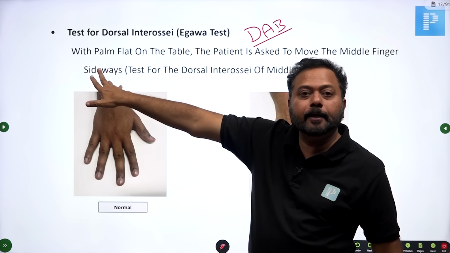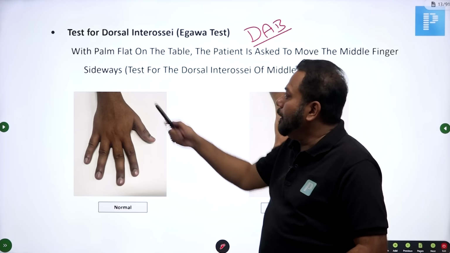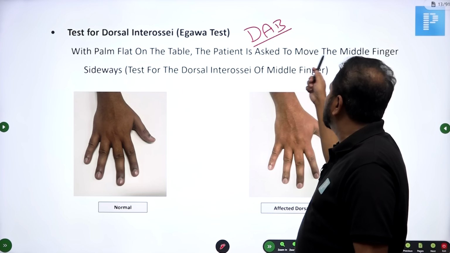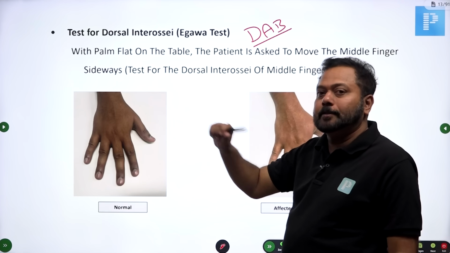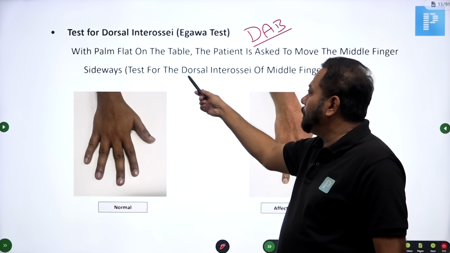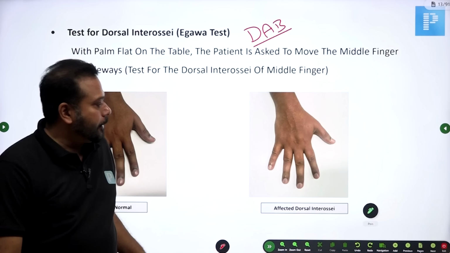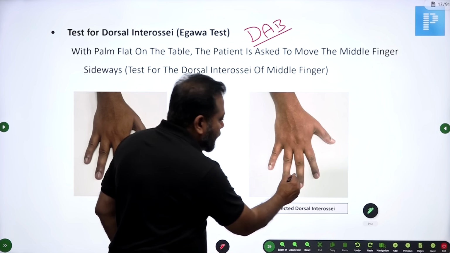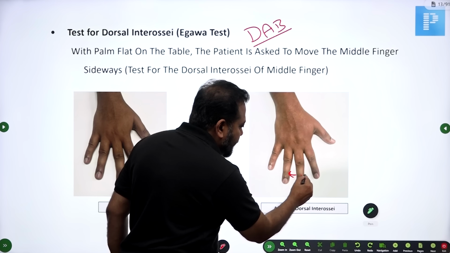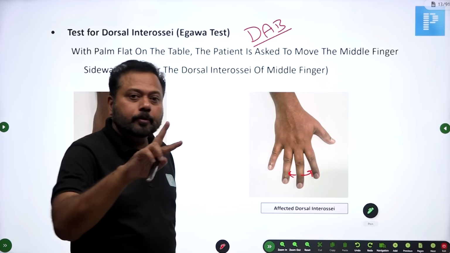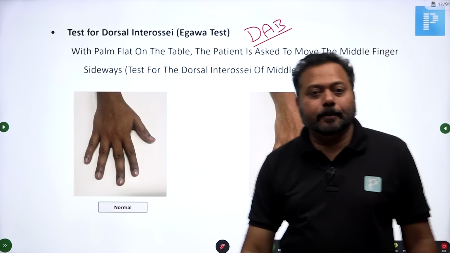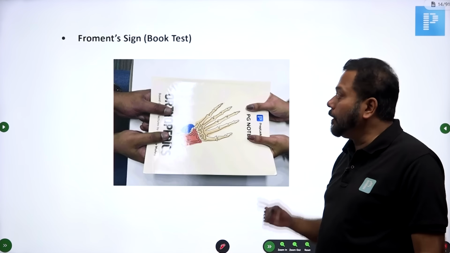This is called Egawa test. With the palm flat on the table, the patient is asked to move the middle finger sideways. So this is for dorsal interossei of the middle finger. You should ask the patient to sway this side like this. So this is called Egawa test, a very classical test for ulnar nerve.